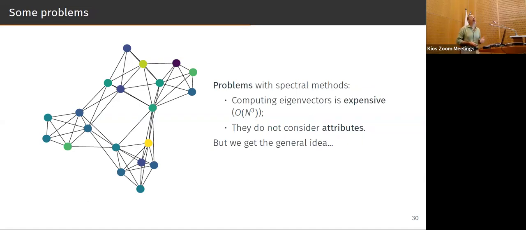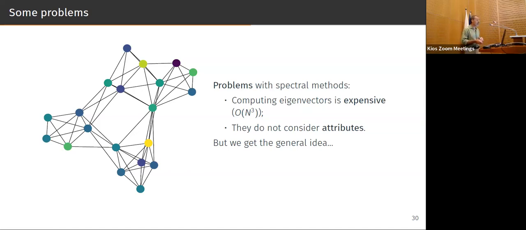Where is the real problem with these methods? At first, you need to compute eigenvalues and then eigenvectors, and the cost is cubic with the number of nodes. Very expensive. If you have a social network with, I don't know, thousands or millions of nodes, you can imagine that.